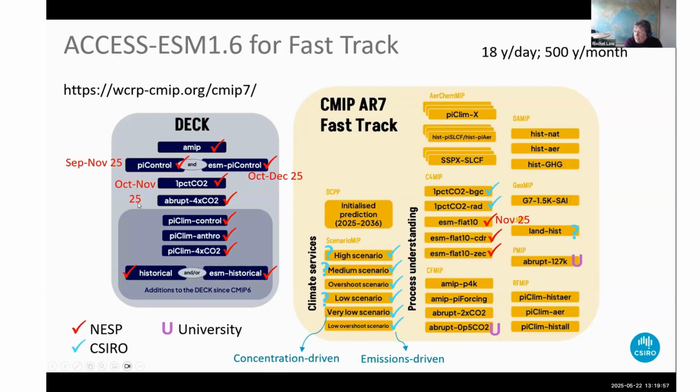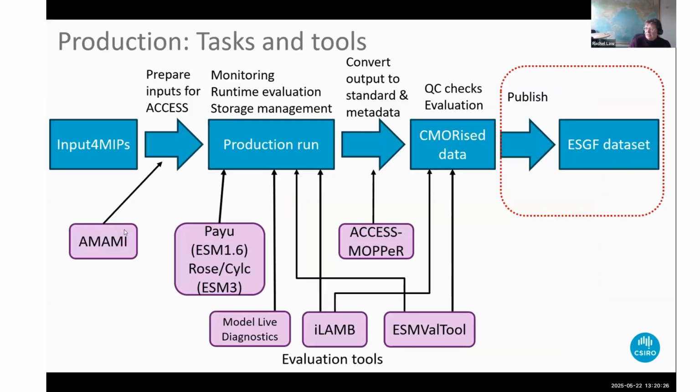So in terms of some rough timing, we're hoping to get some of these control runs going towards the final quarter of this year, September onwards, testing out the historical runs through the last part of this year, so that we can then try and get most of those runs done through the first half of next year, the ones we've actually committed to.